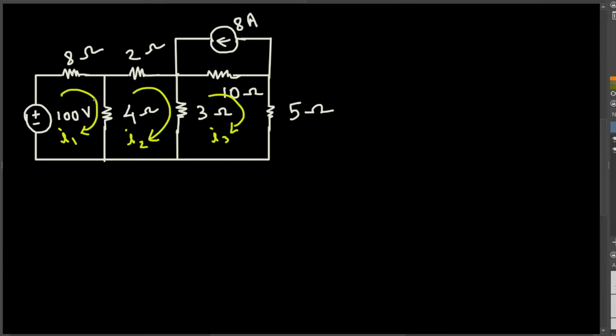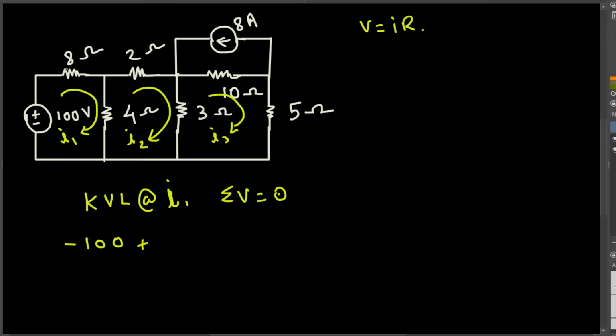clockwise. So first, I'm applying the KVL at loop 1, KVL at I1. KVL says that the summation of voltage is equal to 0. So here we have I1 going from minus to plus, so this is going to be negative 100, and then plus 8. We can use Ohm's law. Ohm's law says voltage is equal to current I times R. So the current going through this one is I1, and this resistance is 8. So this is going to be 8I1.